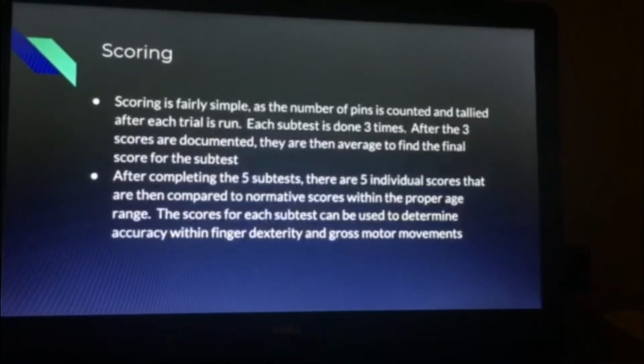In terms of scoring, it's simple as the number of pins is counted and tallied after each trial is run. Each subtest is done 3 times, and after the 3 scores are documented, they are then averaged to find the final score for the subtest. After completing the 5 subtests, there are 5 individual scores that are then compared to normative scores within the proper age range. The scores for each subtest can be used to determine accuracy within finger dexterity and gross motor movements.